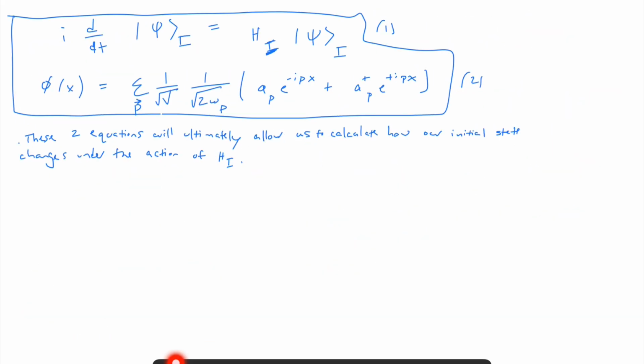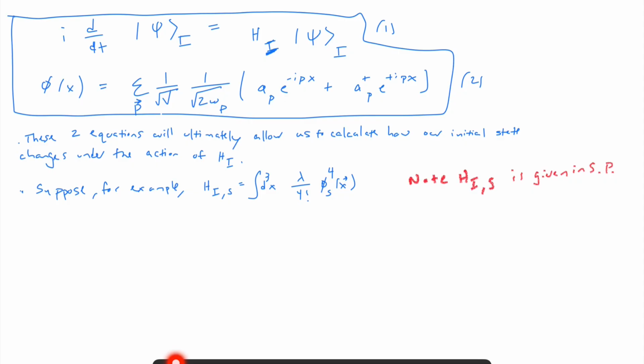So this is our big thing. Here's our equation that we have over here. We know that we have a Schrödinger equation for our state in the interaction picture right over here. And now we know that our big operator, phi sub x, we can express this way in the interaction picture. And these two equations will ultimately allow us to calculate how our initial state changes under the action of h sub I.